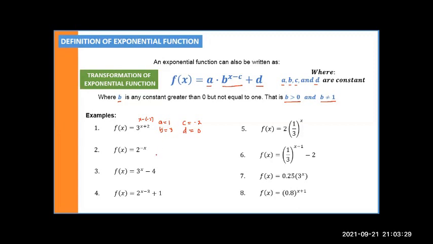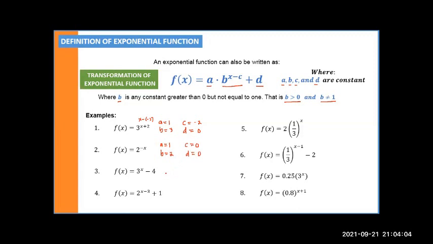Okay? Next, another example is f of x is equal to 2 raised to negative x. Okay, again, i-analyze natin yung A, B, C, and D. So, ang A is again 1. Hindi lang natin sinusulat. Katabi ng 2. Ang base natin ay 2. Ang C natin ay 0. Kasi wala naman tayong nakitang plus sa x or sa exponent. And then, ang D is also 0. Kasi wala tayong nakitang plus another number.